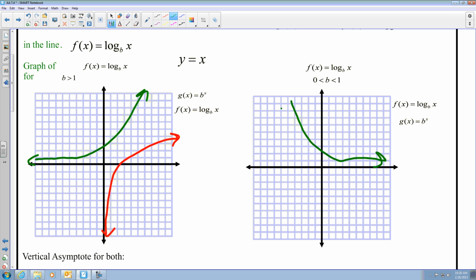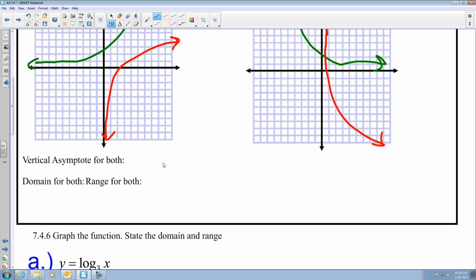Well, that's a crappy graph, but anyway. And then I'll show you a red one. This is what the red one is: what the logarithmic function looks like when b is in between 0 and 1. Same thing about the asymptotes, and the same rules apply for domain and range.